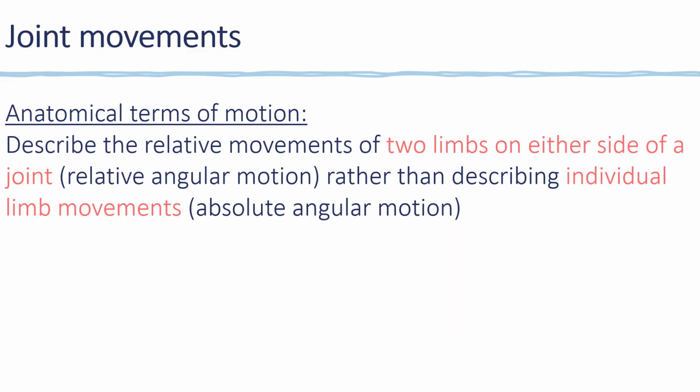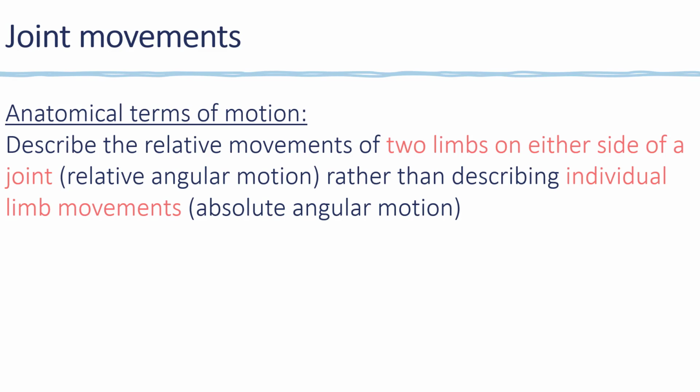So first of all, anatomical terms of motion are terms that describe movement. So it's important for you to understand that these anatomical terms define 2 segments or 2 limbs that are moving on either side of a joint, which is defined as relative angular motion, rather than just describing an individual limb movement, which we can think of more as a body position or an absolute angular motion.